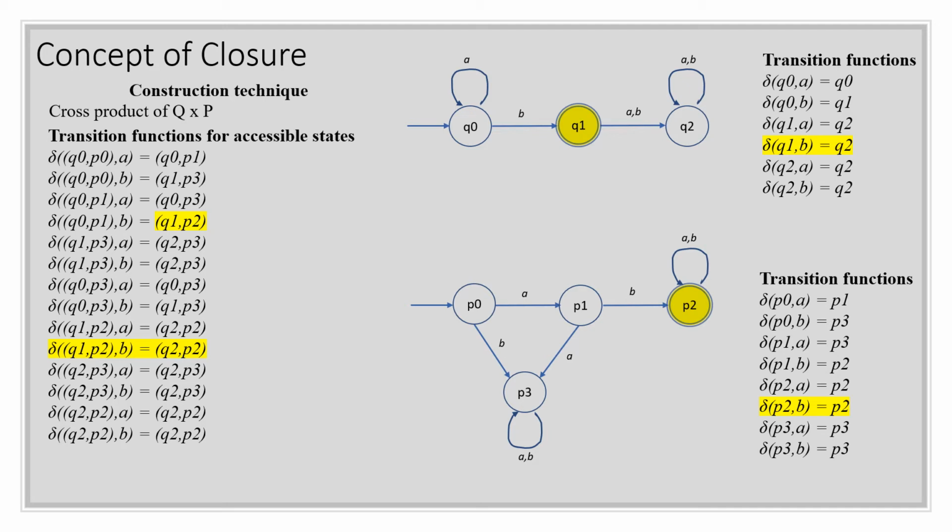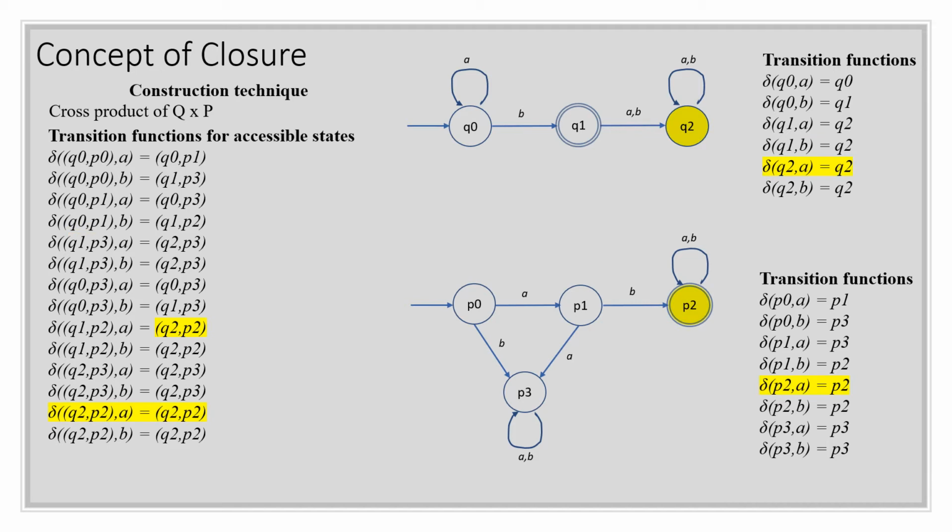The next state we're going to do is Q2, P3. Q2, P3 with an A, Q2, P3. Q2, P3 with a B, Q2, P3. Q2, P3 we've already done. It's already an accessible state, so we don't need to make transitions because it's already been done. Q0, P3 has also already been done. Q1, P3 has already been done.